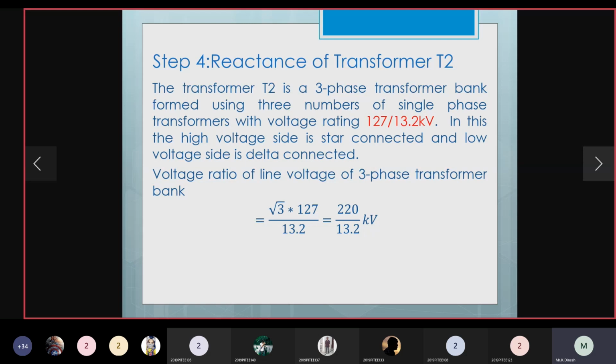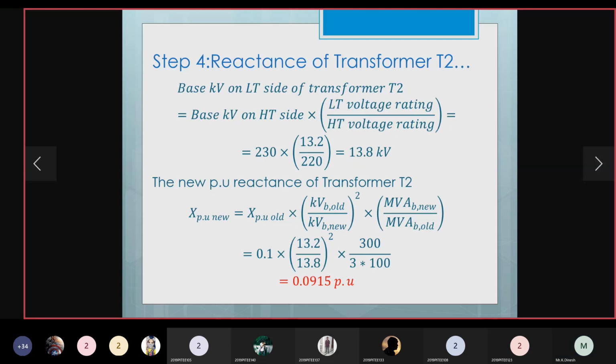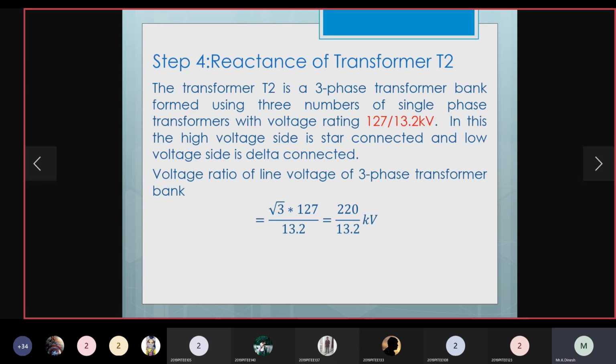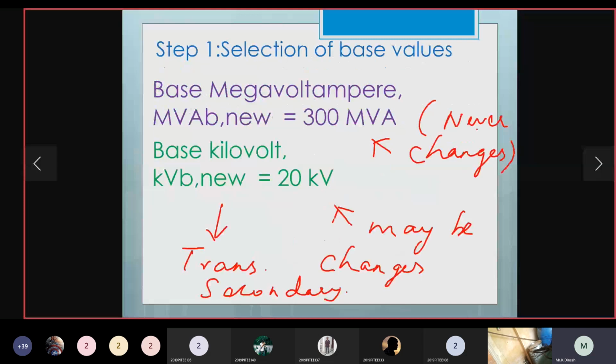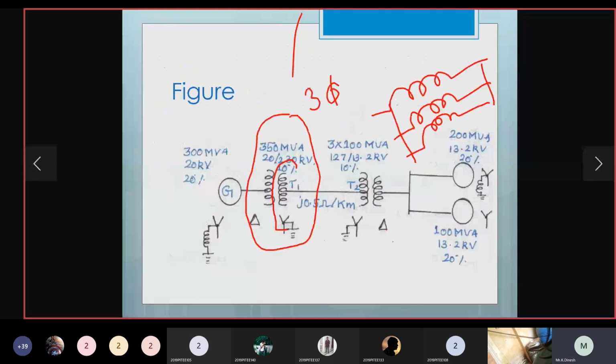So here also you have the change of base, because in your transformer, see, you have the primary, you have the high tension side. The secondary, that is the T2 secondary, is the low tension side. So when you have the transformer, you have to calculate the KVB change. So we have to estimate KVB new again.